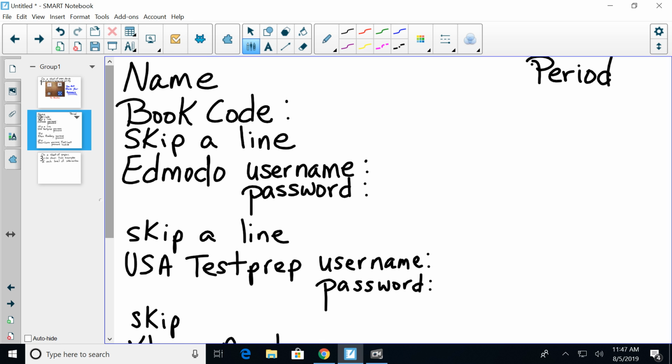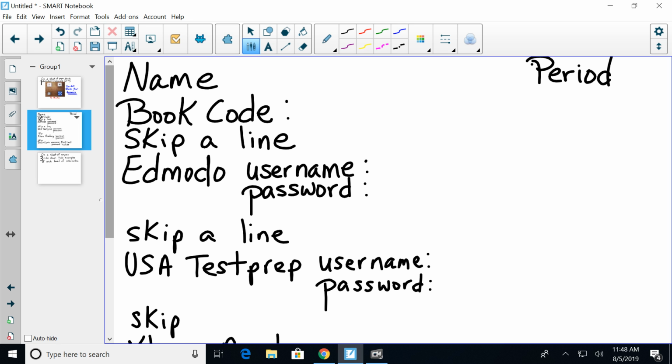Underneath your name, you are going to write book code. When I actually issue you a textbook, there is a label in the back of the book. You are going to copy that down beside book code, so that if you think somebody has your book or y'all switch books by mistake, you can check that book code because there's a label in the back of the book. It should match. Right now, you don't have anything to put beside it because I haven't issued textbooks.